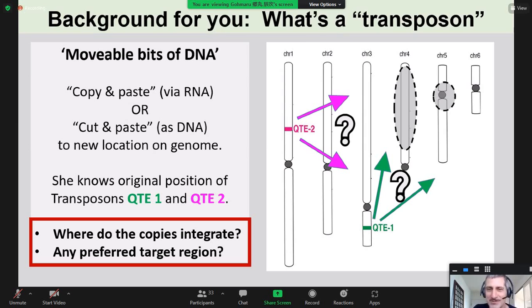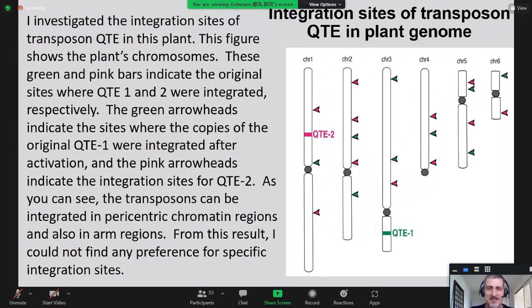This is the version my student actually wrote. My student wrote this original version. "I investigated the integration sites of transposon QTE in this plant." First of all, this is not a topic sentence. This does not tell us the message or what we learned from this. It just tells us what she did.